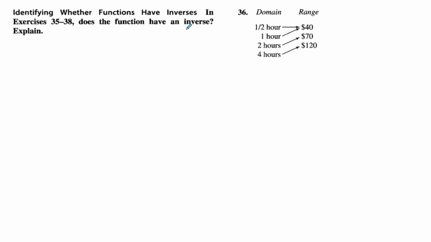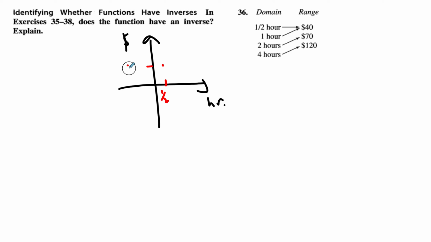Okay, does this function have an inverse? This can be hard to see at times, but remember, if it has an inverse, that means it's 1 to 1. If we were to graph this, it looks like the domain is hours, right? And our range is dollars, yes. Then it turns out right away we have 1/2 an hour, right? 1/2 an hour gets us $40.